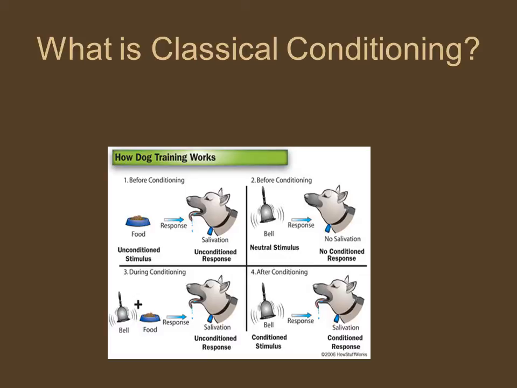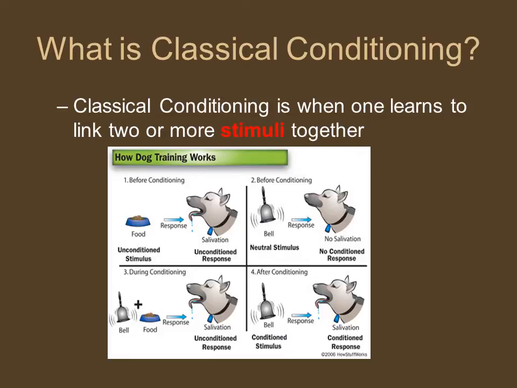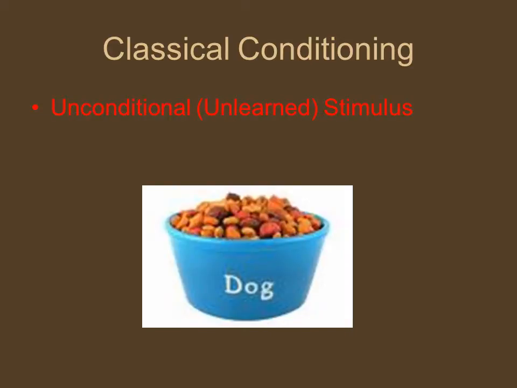However, what he noticed was during the learning process, they would ring a bell and present it with food. Pretty soon the food would cause the response to take place, the unconditioned response. If you do that enough times, just ringing the bell, which now becomes the conditioned stimulus, would cause you to respond. Anytime you see conditioned, you're going to understand learned. Anytime you see unconditioned, you're going to think unlearned. So classical conditioning is when one learns to link two or more stimuli together. So let's get some of this vocabulary down.